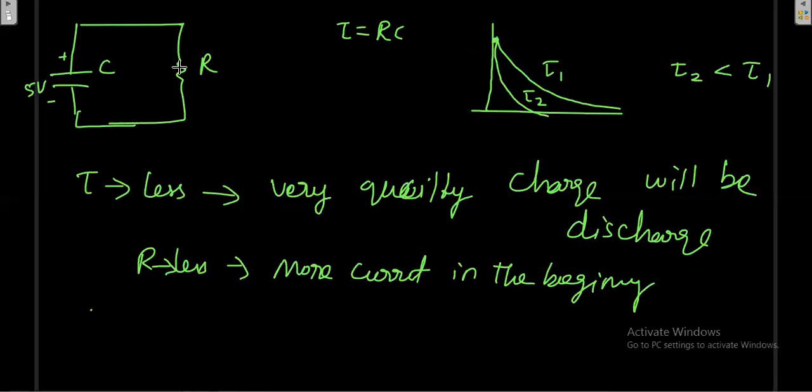When R is less, current can flow very easily, a high current will flow, but that high current will flow only for a certain amount of time. Very quickly it will become zero. So when R is less, more current flows only in the beginning, but it cannot flow for a longer duration. But if you increase R, less current will flow, but that current will sustain for some longer duration. That is the idea of these values R and C.